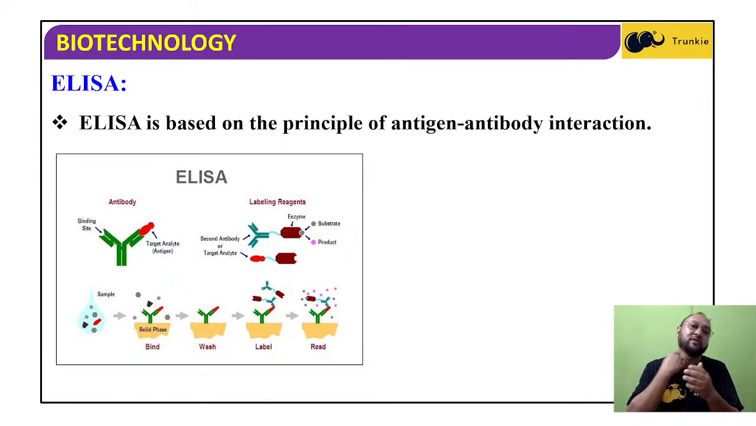They have a structure like this. You can see the green, Y-shaped molecule, and the upper part has the antigen binding site. Then there is the second antibody, and you can see the labeling reagents, the substrate and the product. When the sample is taken, it binds to its target site. Then we wash, then we label, and then we read. So with the help of these techniques, we are able to detect infection.